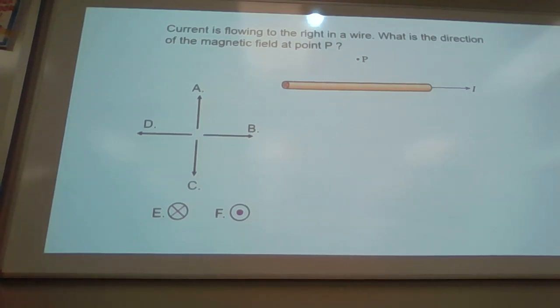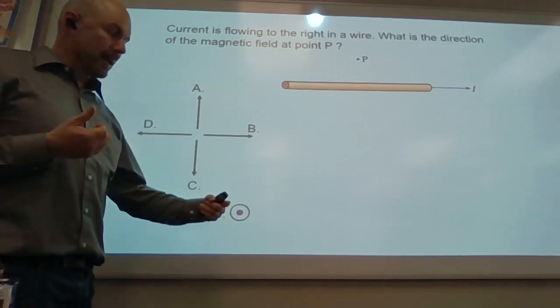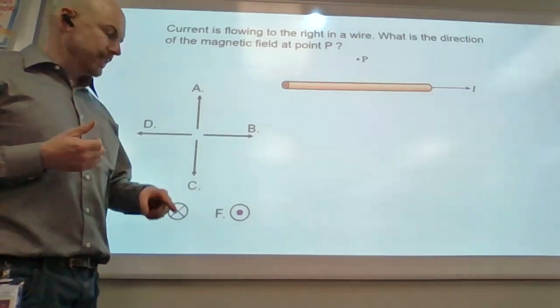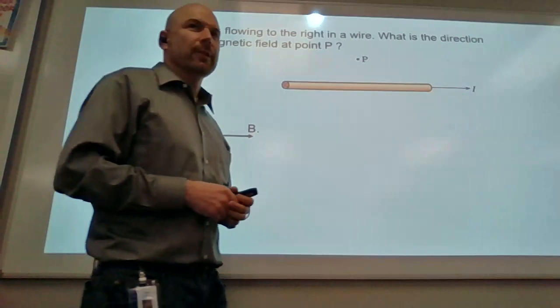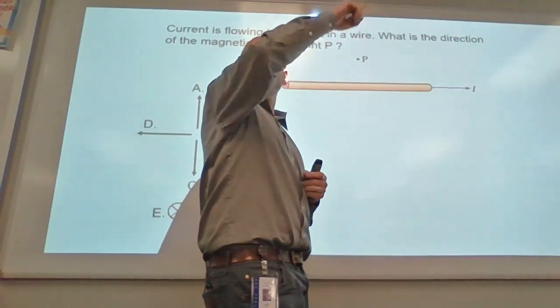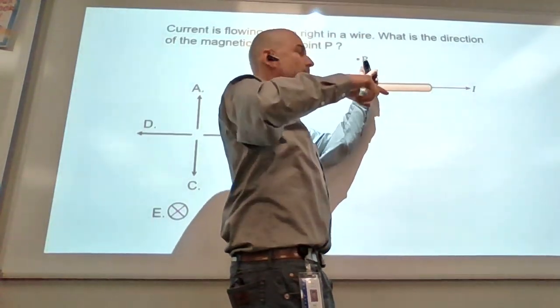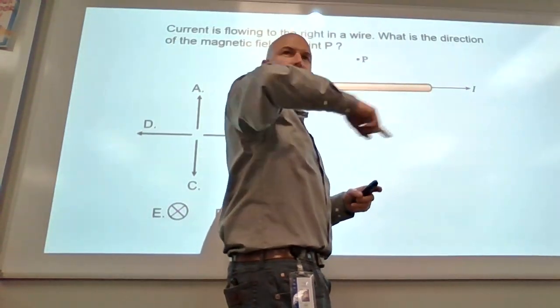Oh, I don't like these. Remember, it's an arrow. The correct answer is out of the page, the circle with the dot. There's the arrow coming at you. The feathers of the arrow are going away from you. Another way you can think of it is you're spinning a tennis ball on a string and you let go at point P. Which way does the tennis ball fly?